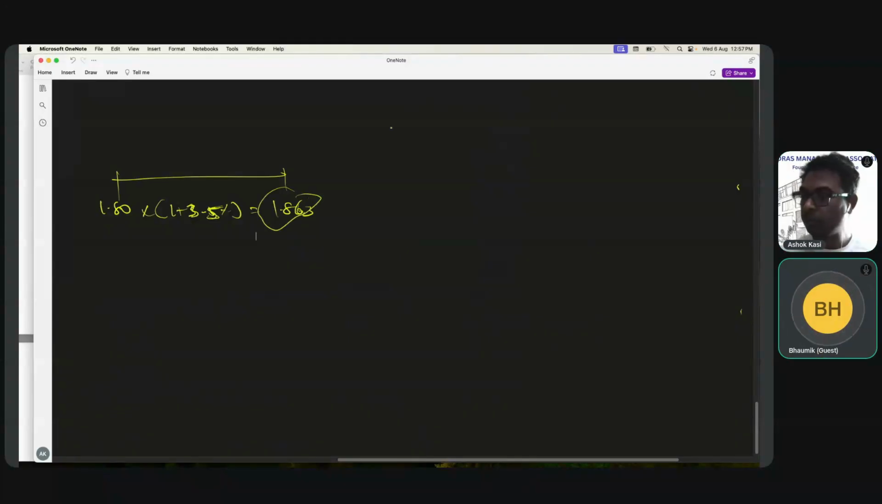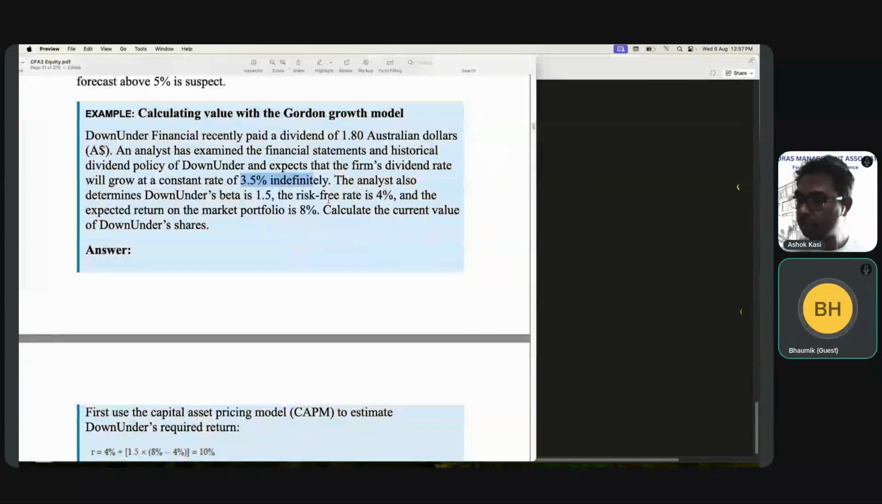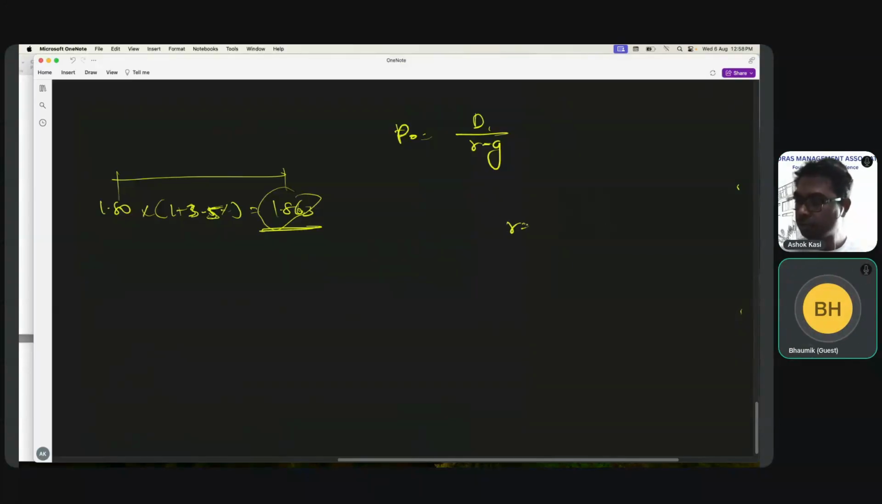Now, the Gordon growth model formula is P0 equal to D1 divided by R minus g. R is not given directly, so we have to find it out. They have given beta and risk-free rate, so we will have to find R. R here means required rate of return. R equals risk-free plus beta into RM minus RF.